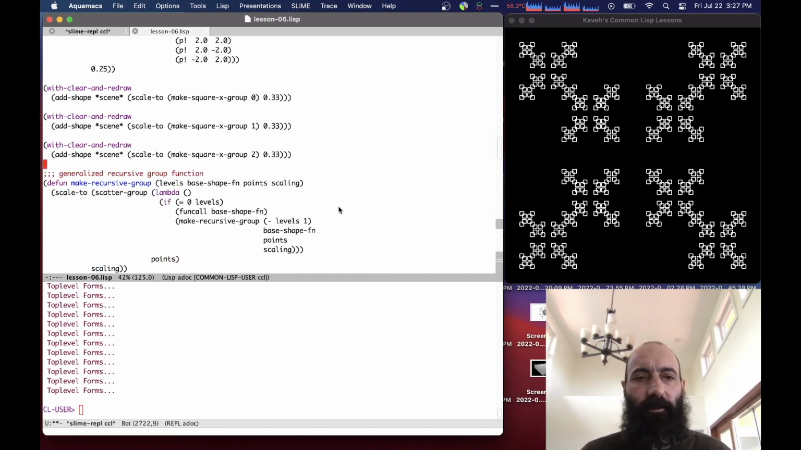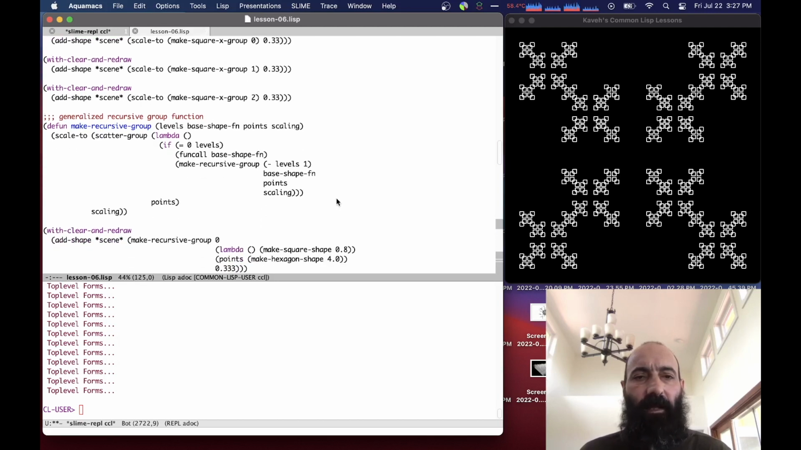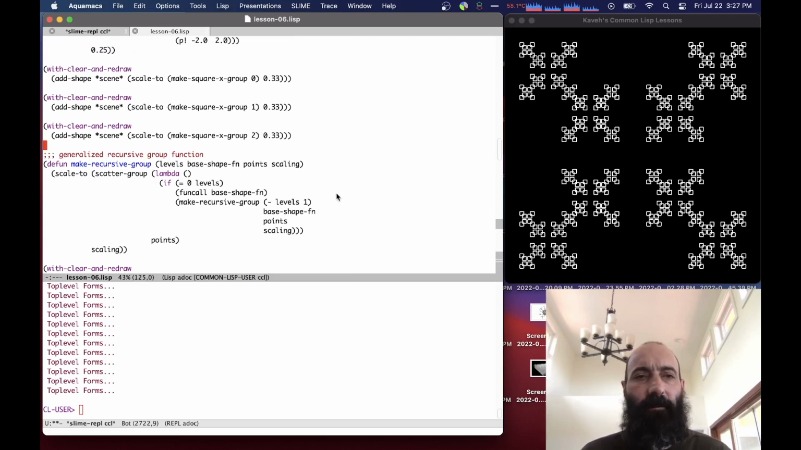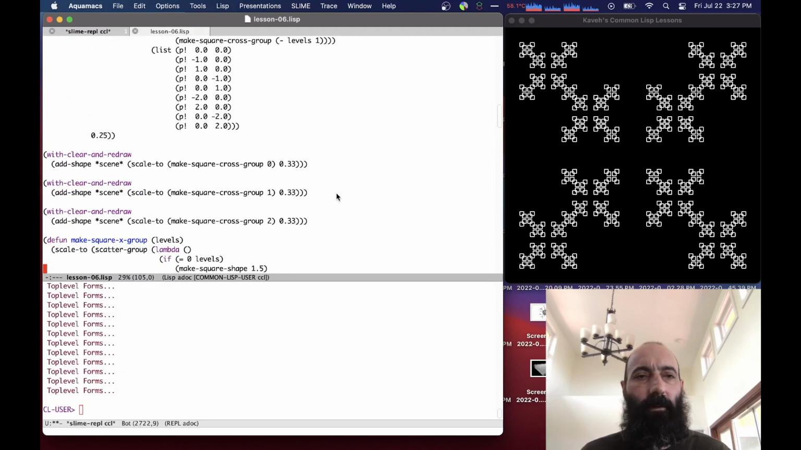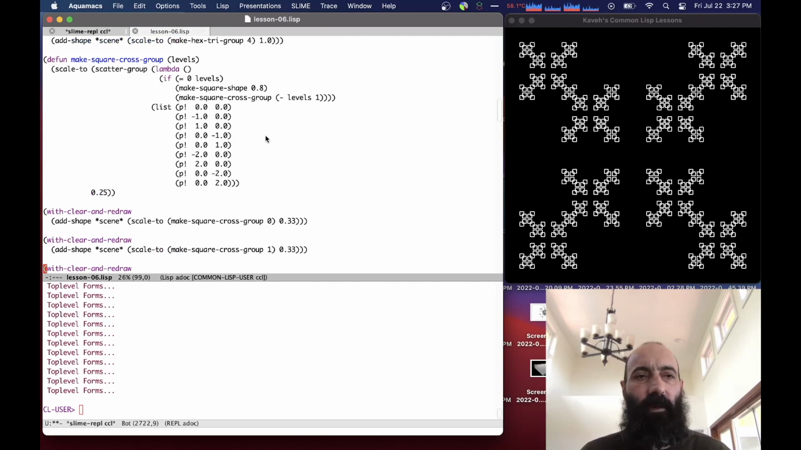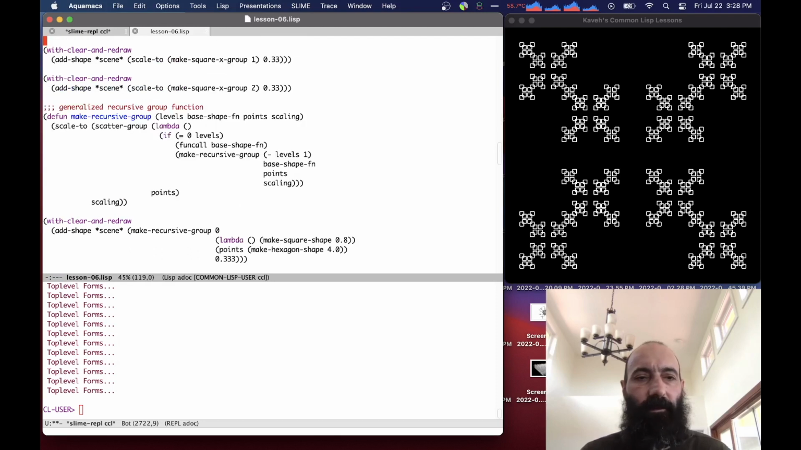So then, being a good Lisp programmer, whenever you see a pattern, you have to ask yourself, can this pattern be generalized in an interesting way? And all of our functions here, make X scatter group, and make square cross group, and so on, you notice they have the exact same structure. They have different coordinates, and they have different base shapes, and they may have a different scaling factor between the different levels, but they have the same structure. So what if we can generalize and abstract out that structure and do something interesting with that?